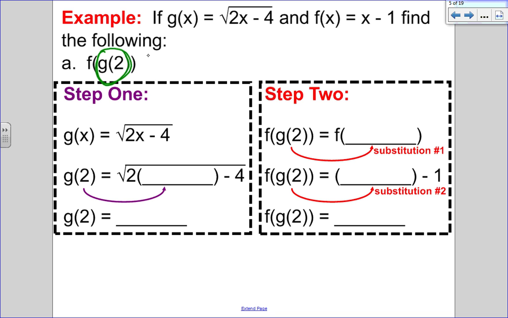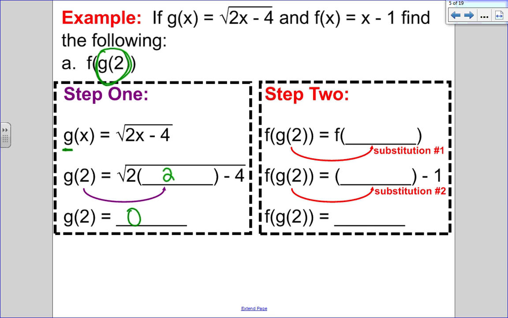So I know when I say g of 2, I'm talking about the function named g. And the function named g has a variable x, and the rule is I double x, subtract 4, and then take the square root. So I'm going to use that function g, and instead of an x, I'm going to use a 2. So instead of doubling x, I will double 2, subtract 4, and then take the square root. So when I double 2, that's 4, subtract 4 is 0, and the square root of 0 is 0.